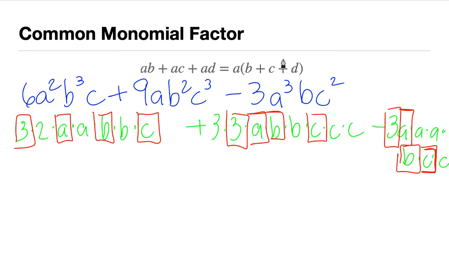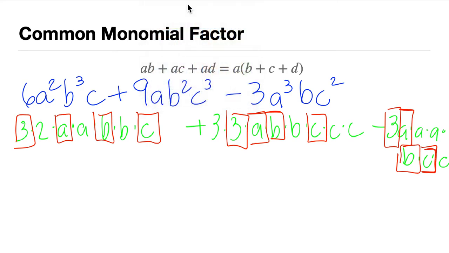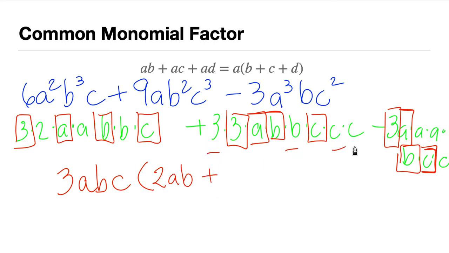What we're going to do is to write down the factors that are common. So let's write it down. We have 3abc. That's it. And then we're going to write the terms which are left. So here we have 2ab, plus here we have 3bc squared.